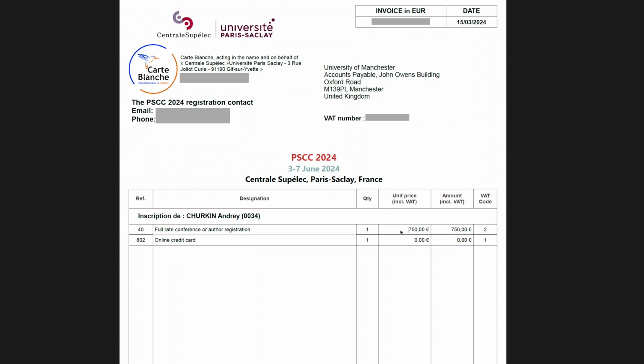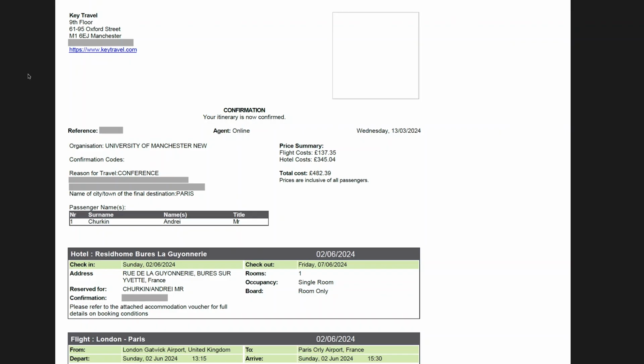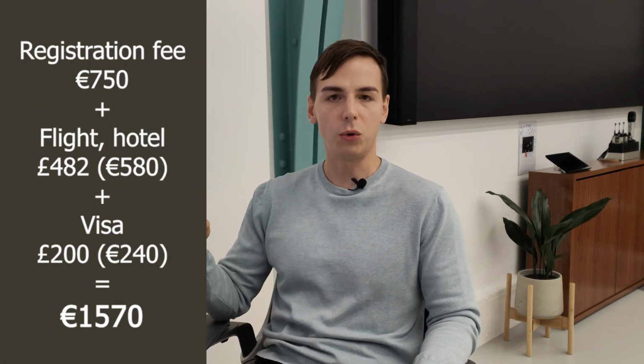But this is just a registration fee. Then you need to travel to the venue. And here is the confirmation of my booking. I was flying with an economy flight from UK to Paris and living in quite affordable 3-star hotel. And you can see the total cost here of £482. Plus, I needed to apply for a Schengen visa, and in the visa center I paid around 240 euros.